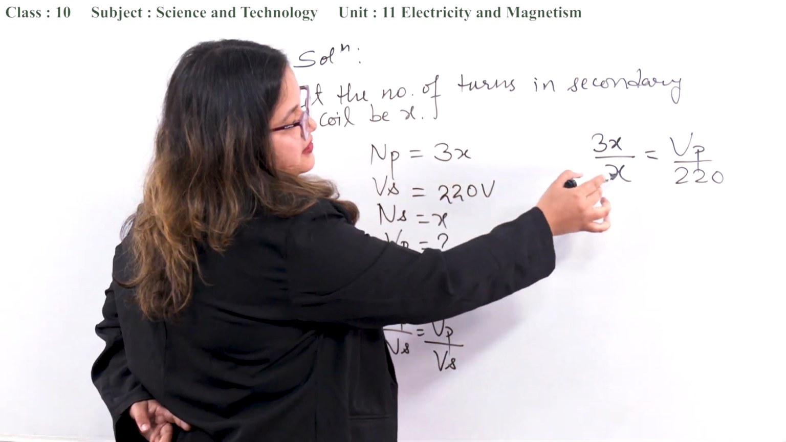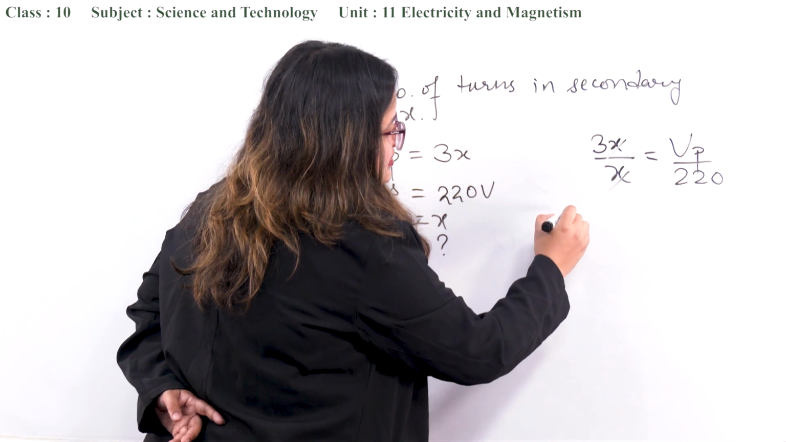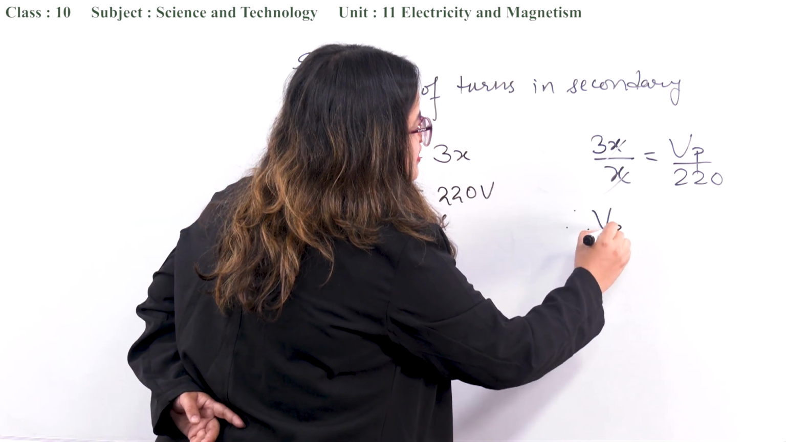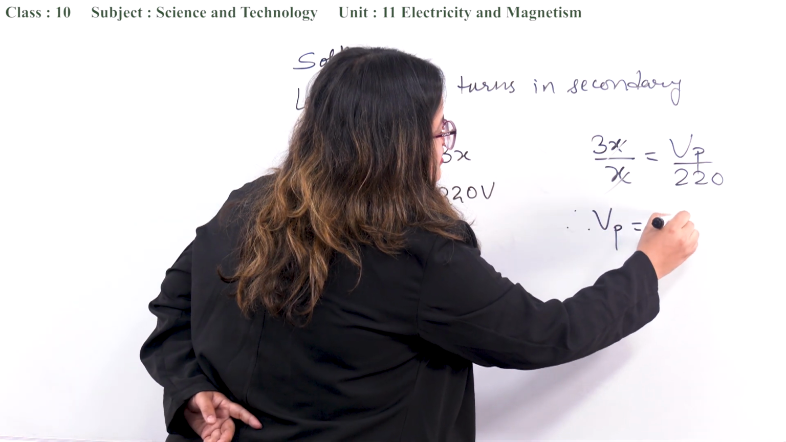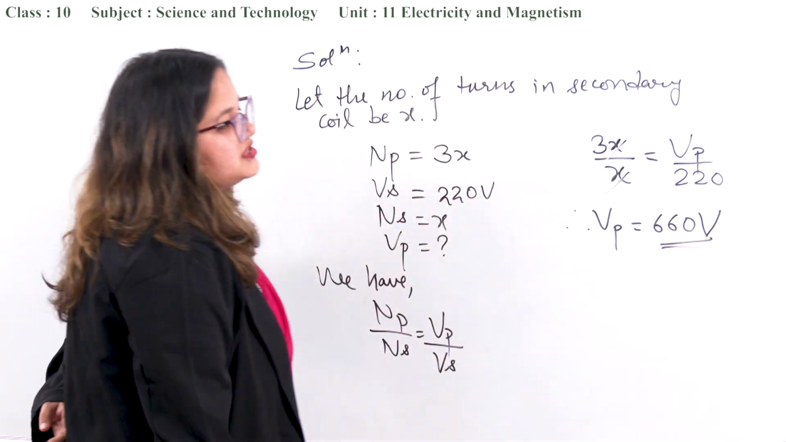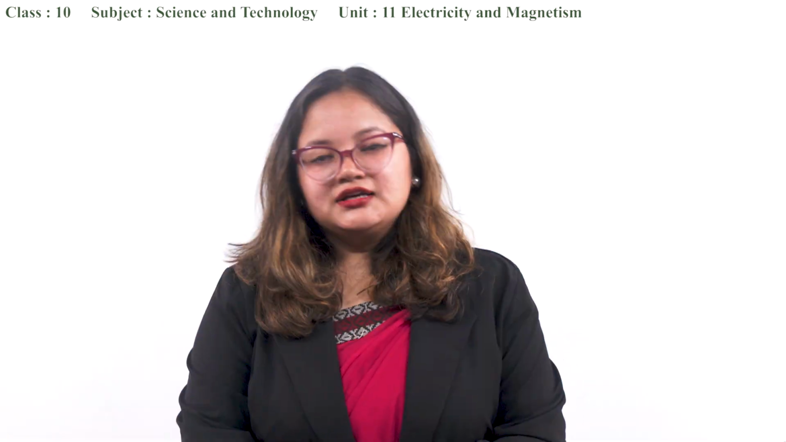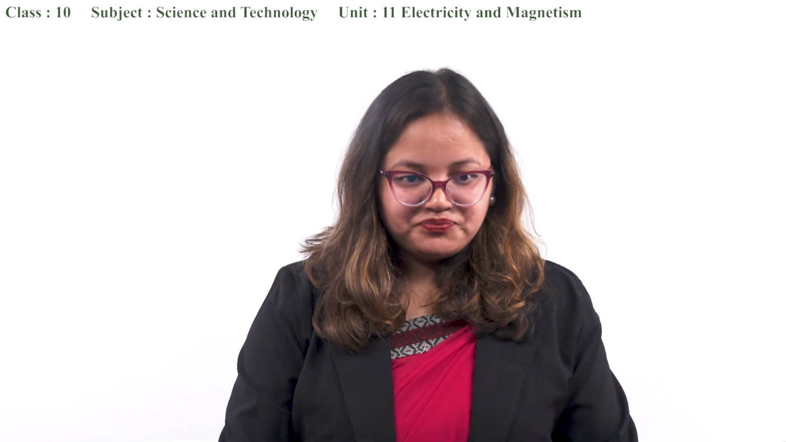You can see we can cancel this X and then simply cross multiply it, which will give VP equals 660, and a very important part is the unit. You have to always write the unit after you solve this numerical. Okay, so last question for today.